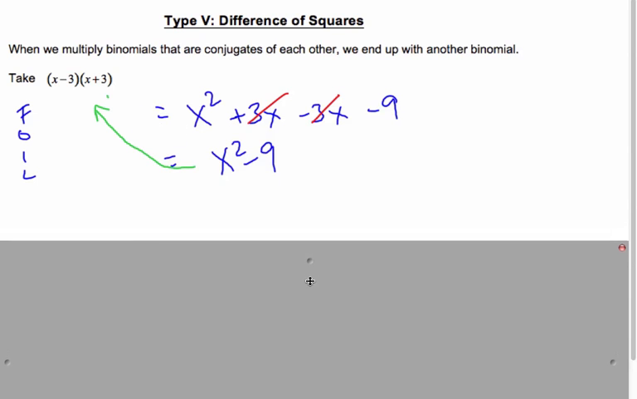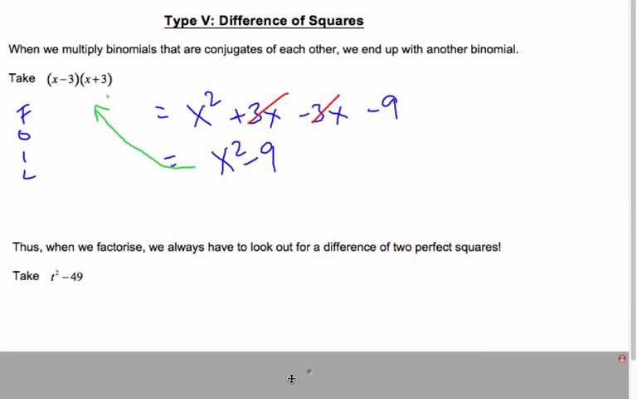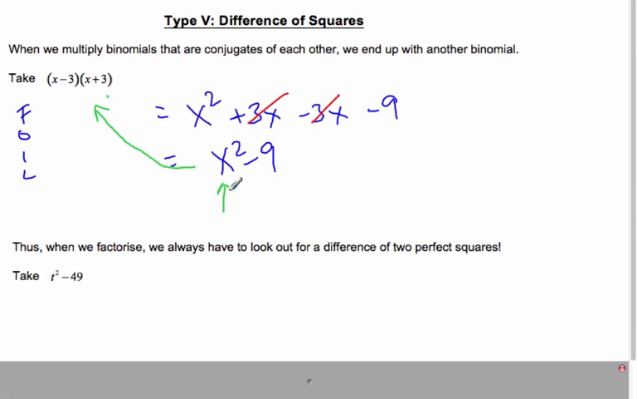And so we have what we call here, this is a square, and this is another perfect square, and we have a difference because it's subtracting. That's why we call it difference of squares. So when I look at this, I have to recognize that t squared is a perfect square, 49 is a perfect square, and they're subtracted.